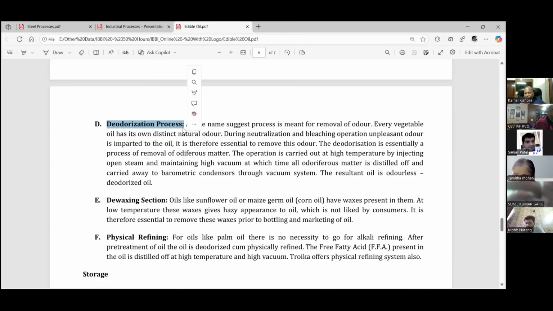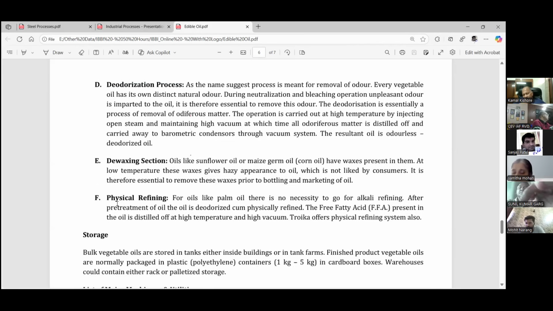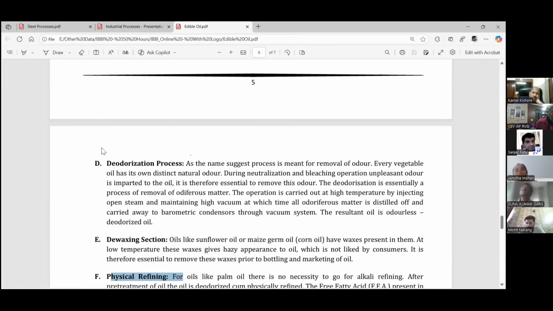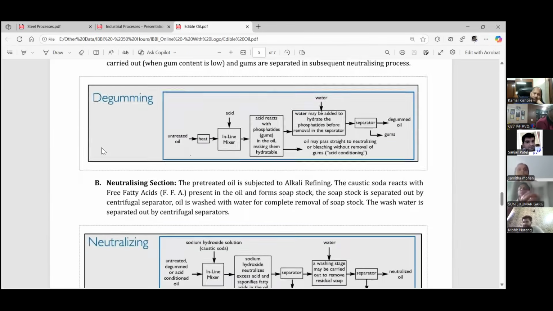Some of the seeds like sunflower seed and maize seed have a lot of wax. So we are doing the dewaxing process, after the degumming process. The dewaxing process is only done for sunflower oil and maize oil. Then further, we are physically checking if there are any impurities available, and it goes to storage. So the entire process happens in the chemical reactors.